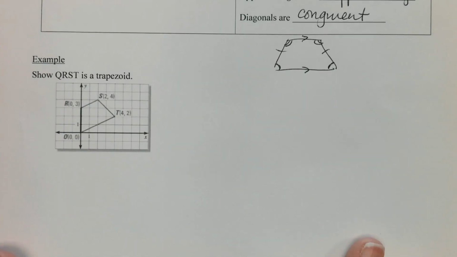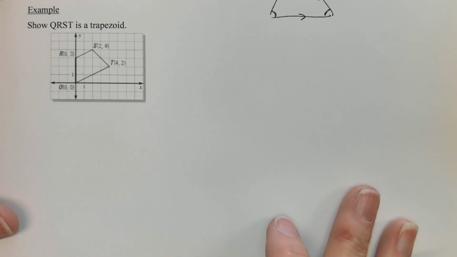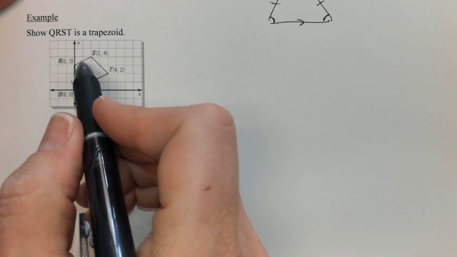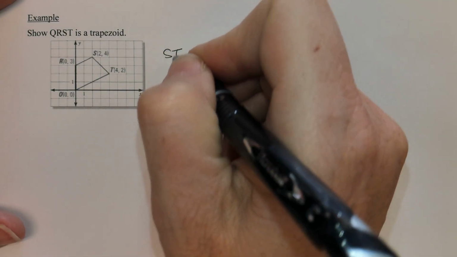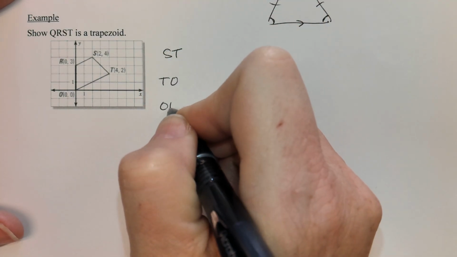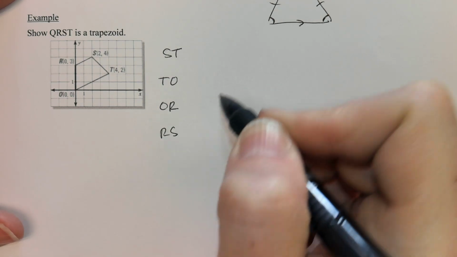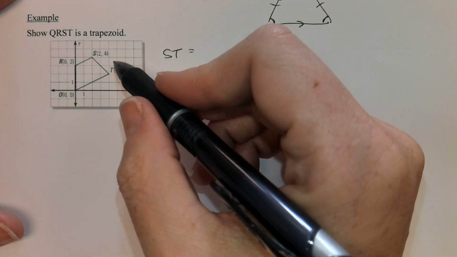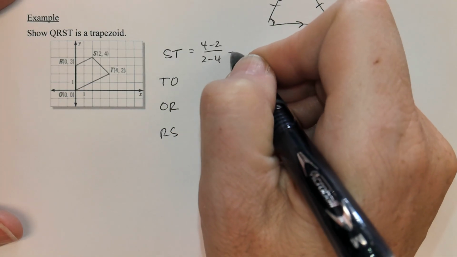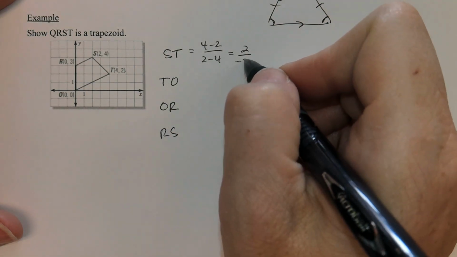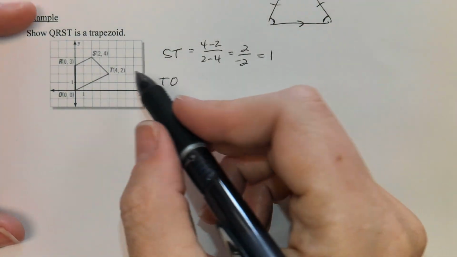So we're going to show that QRST is a trapezoid. In order for it to be a trapezoid, we have to have two sides that are parallel and two that are not. So I need to do the slope formula on every single side and show that just two of them are the same. The slope formula is y minus y, so 4 minus 2 over 2 minus 4. So 2 over negative 2, that'd be negative 1.